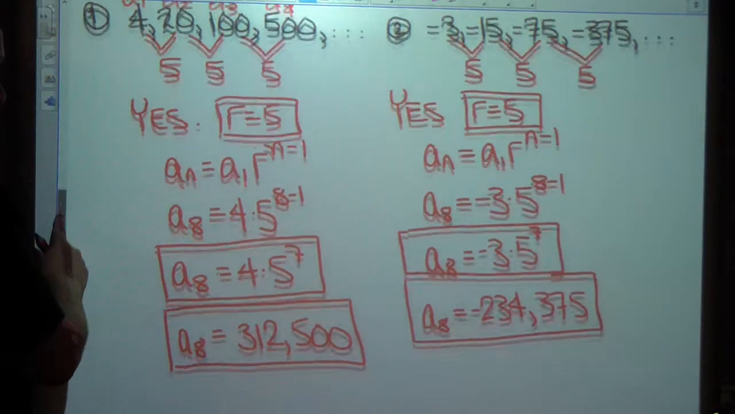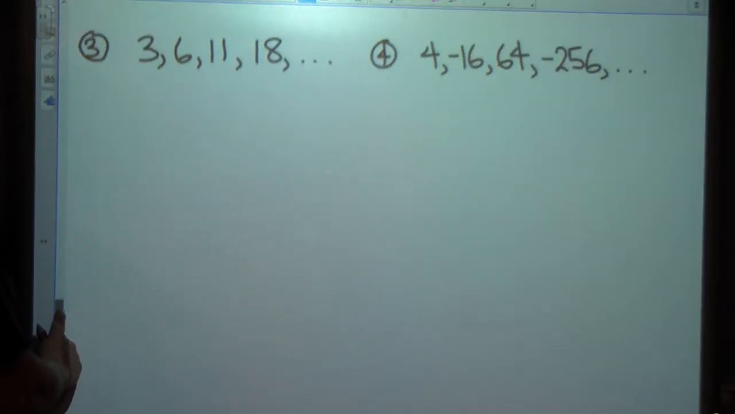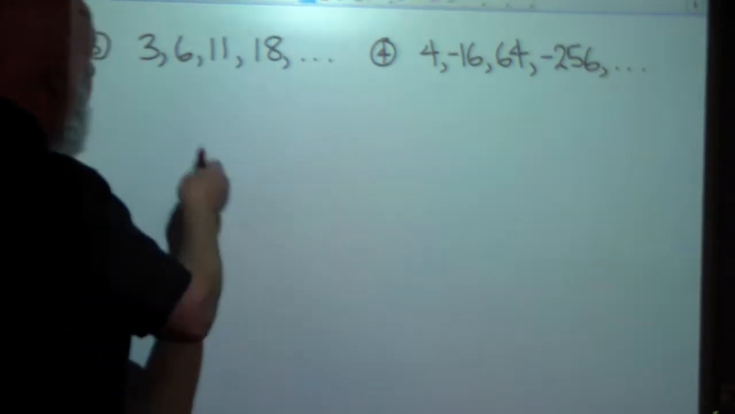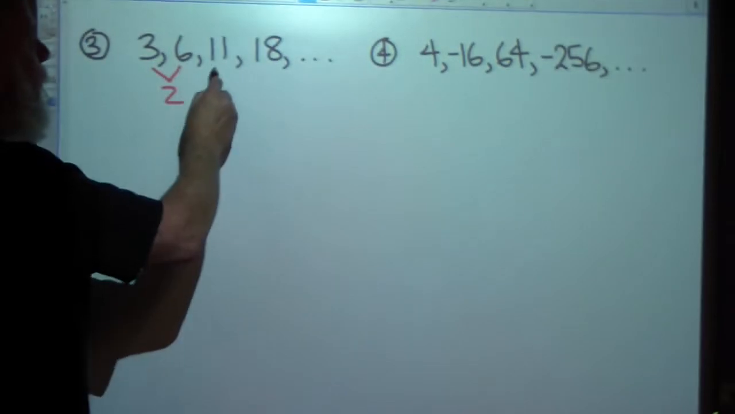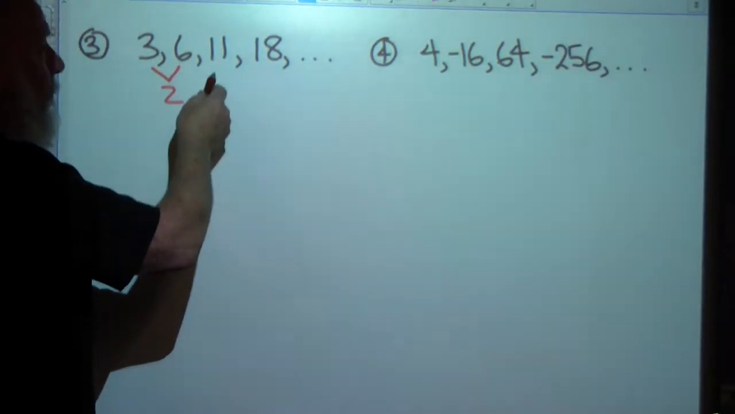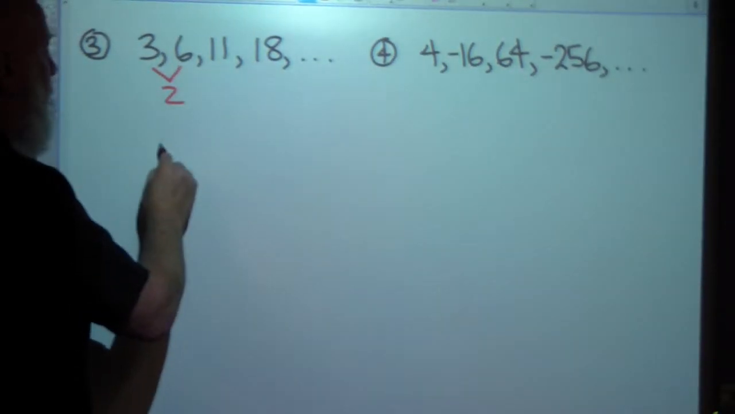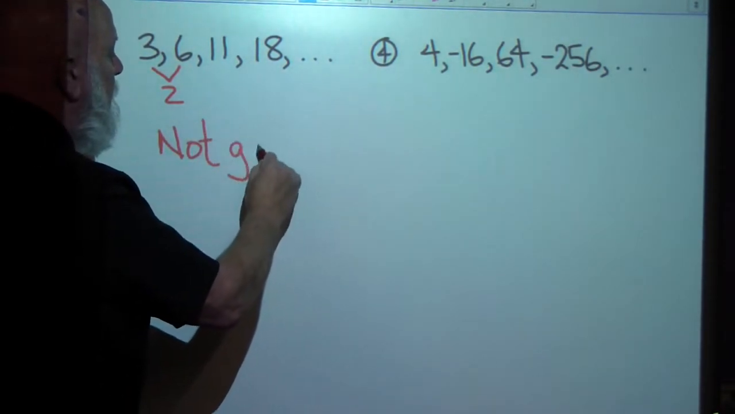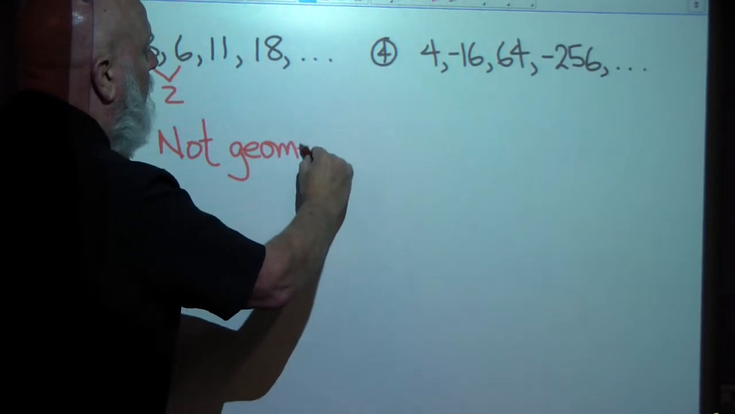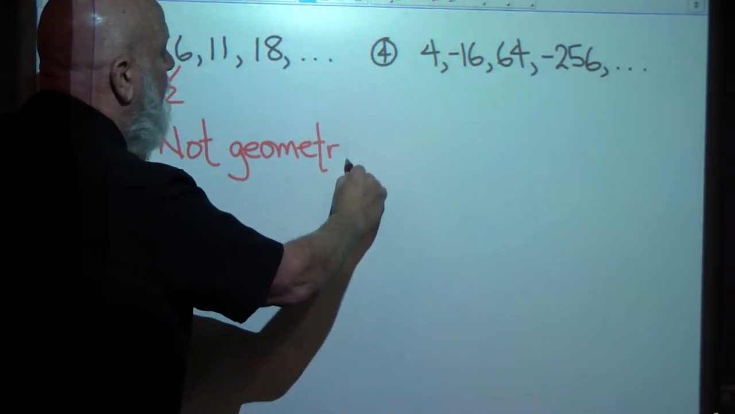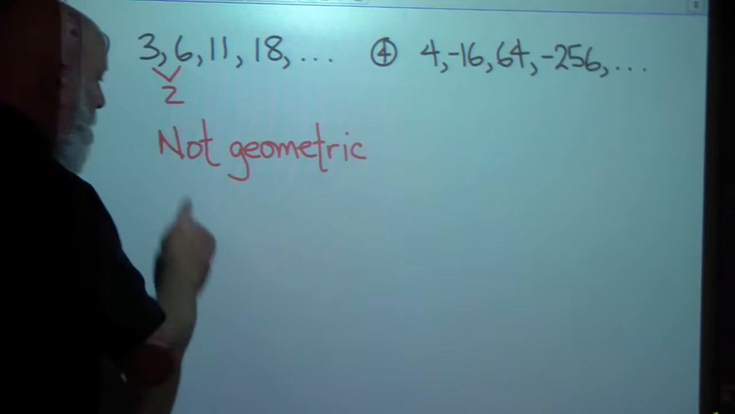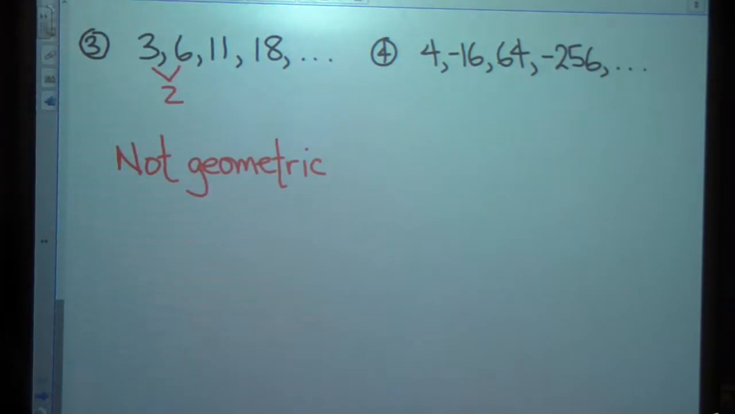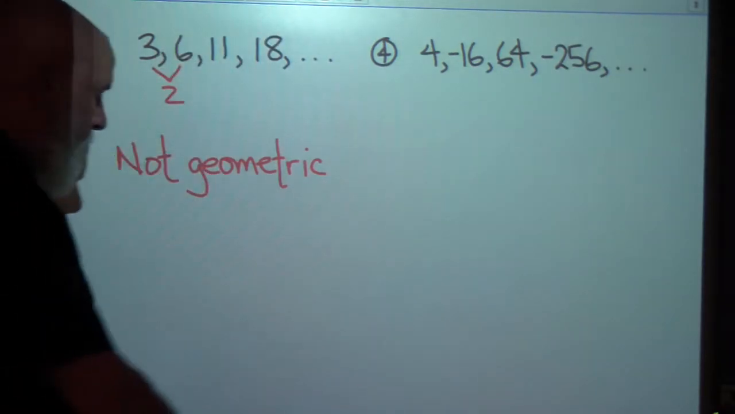Now let's take a look at another one here. Got 2 more. I'm going to check to see if it's geometric. 11 divided by 6 is not 2, so I'm going to stop right there. It's not geometric. In a multiple choice, I would find the choice that says not geometric. Okay. So we move on to the next one now.